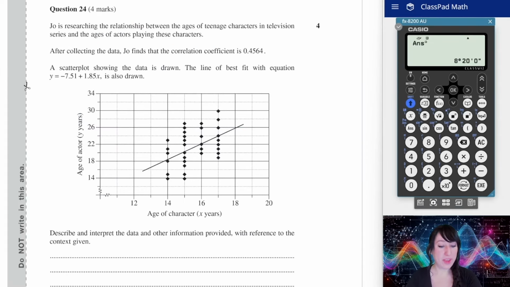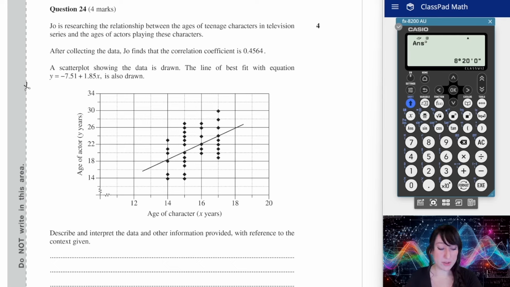Question 24. Joe is researching the relationship between the ages of teenage characters in television series and the ages of actors playing these characters. After collecting the data, Joe finds that the correlation coefficient is 0.4564. A scatter plot showing the data is drawn. The line of best fit with equation y equals negative 7.51 plus 1.85x is also drawn. Describe and interpret the data and other information provided with reference to the context given.